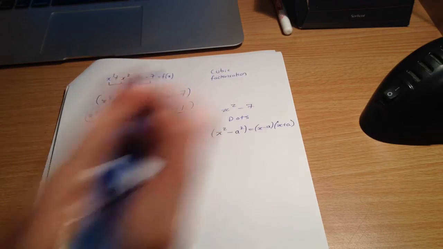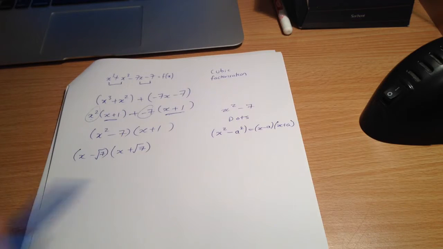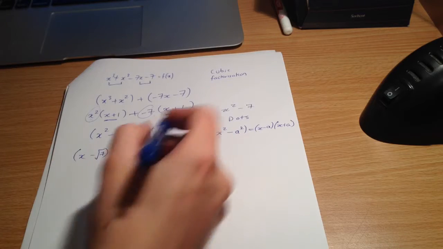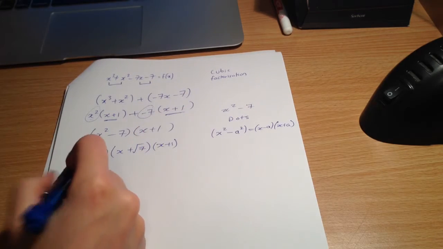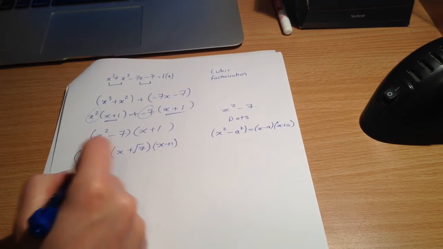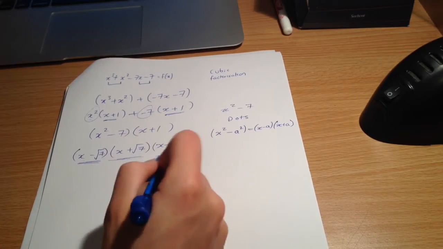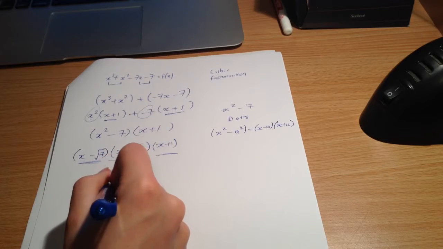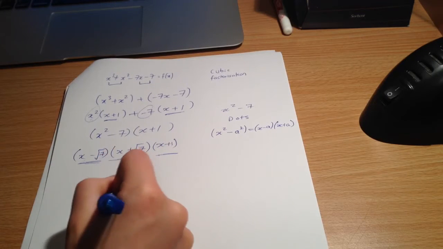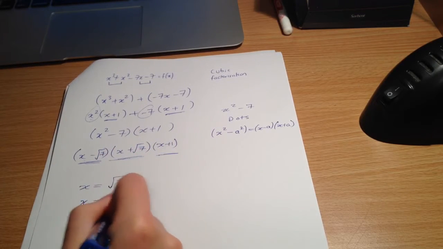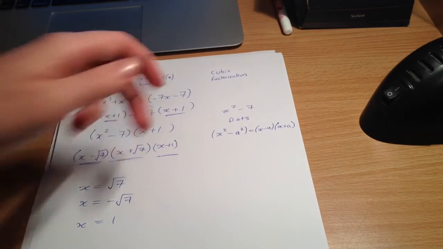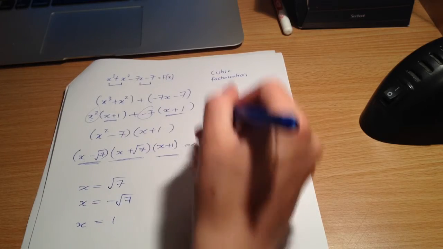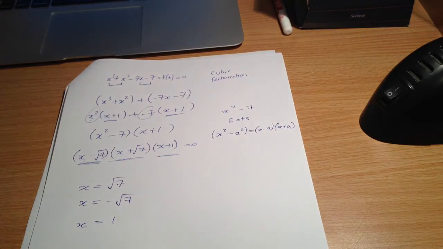If you wanted to, you could expand to check, but with this cubic factorization process, what we've got is essentially the roots now. When you've looked at quadratics before, you'd understand, but we can get x equals square root 7, x equals negative square root 7, and x equals negative 1 as the roots of this cubic, purely based on the actual brackets. Again, this expression we're assuming equals 0.